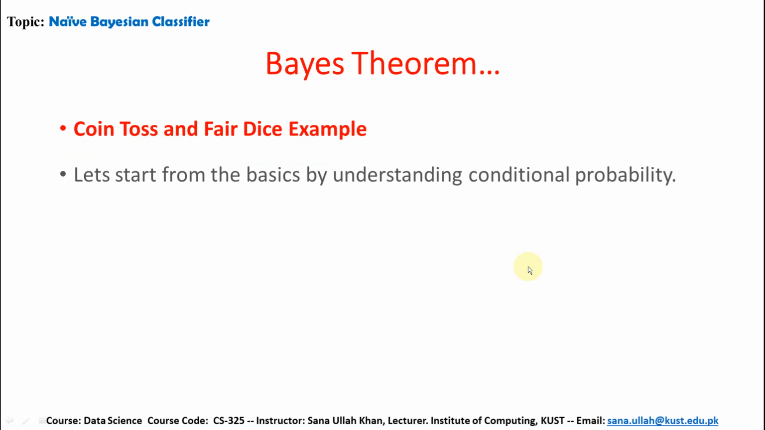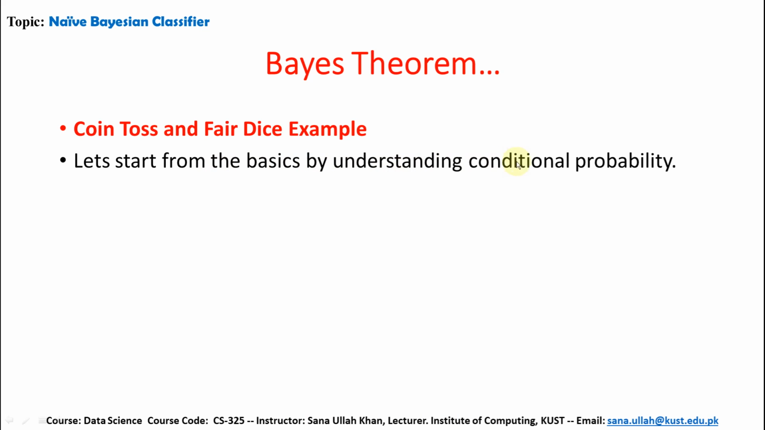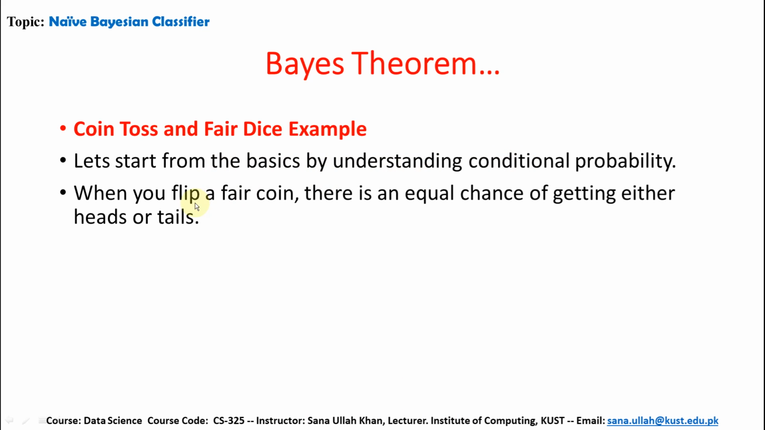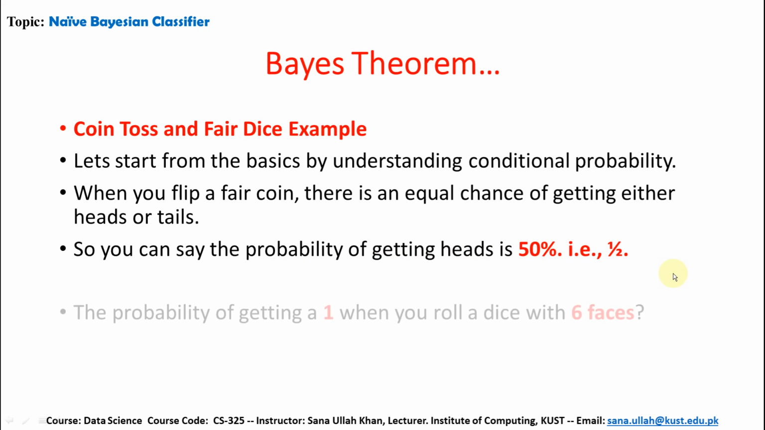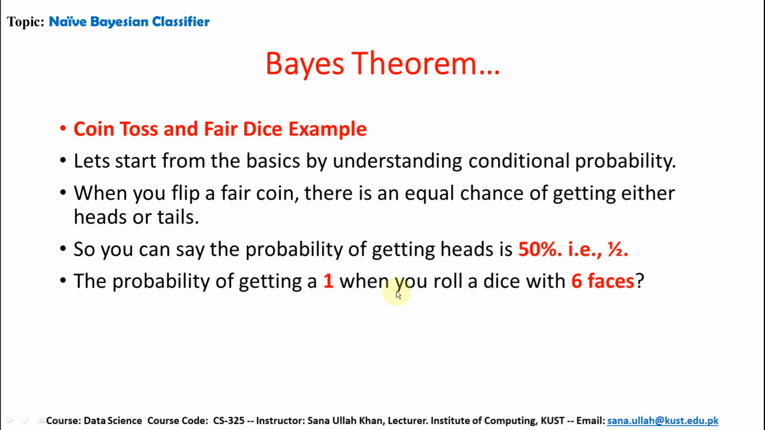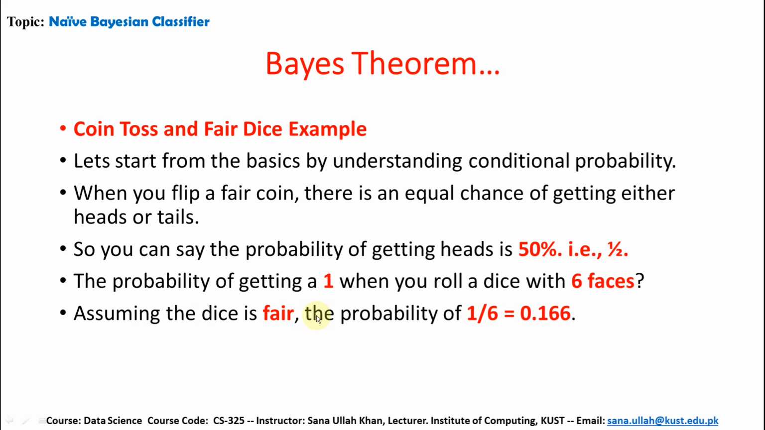Coin toss and fair dice example. Let's start from the basics by understanding conditional probability. When you toss a fair coin, there is an equal chance of getting either heads or tails. So you can say the probability of getting head is 50%, i.e. 1 over 2. What is the probability of getting a 1 when you roll a die with 6 faces? Assuming the die is fair, the probability of 1 is 1 over 6, because each outcome has a chance of 1 over 6 in a single die.